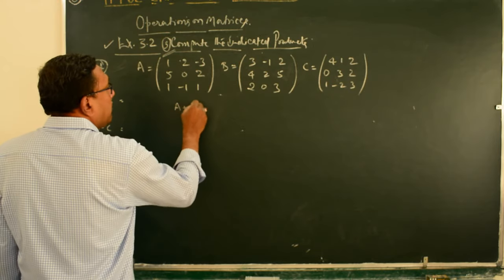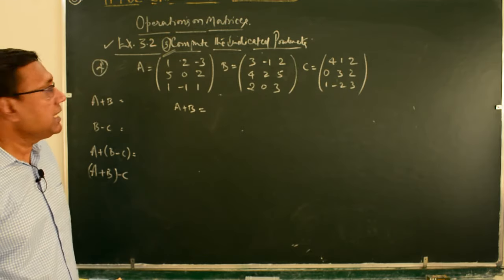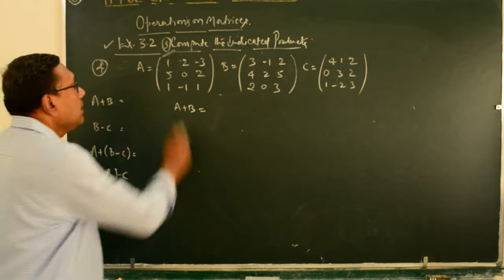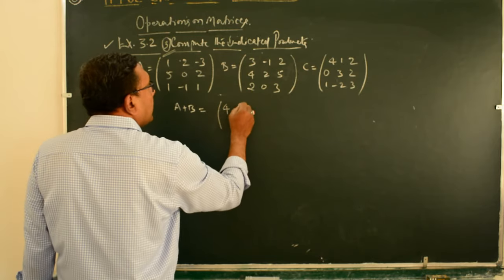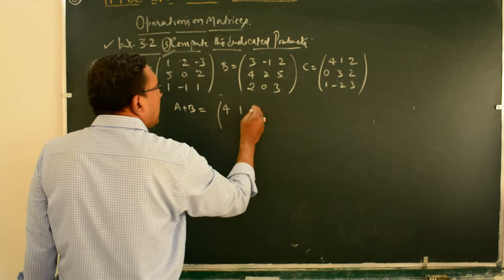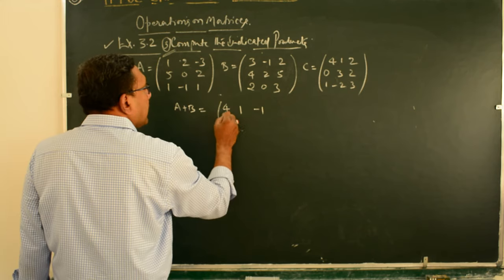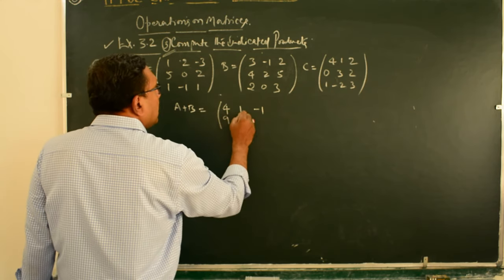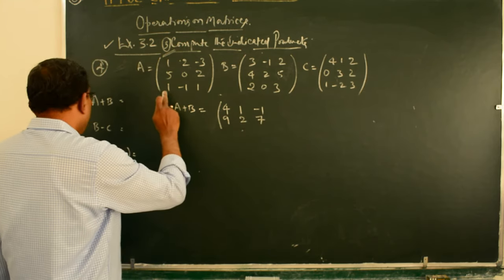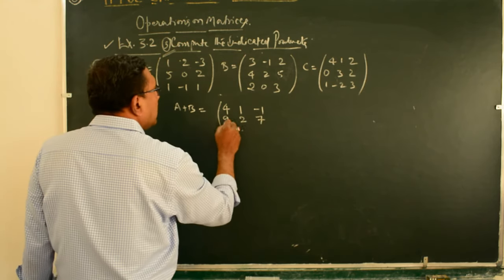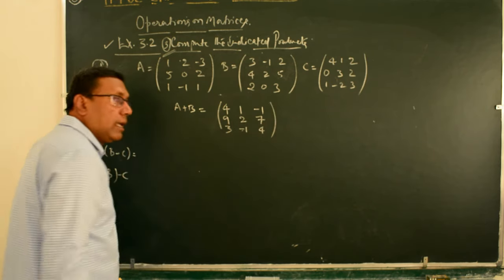A plus B is: just add the elements which are present in A and B. 1 plus 3 is 4, 2 plus minus 1 is 1, minus 3 plus 2 is minus 1, 5 plus 4 is 9, and 0 plus 2 is 2, 2 plus 5 is 7, and 1 plus 2 is 3, minus 1 and 4. This is our A plus B.